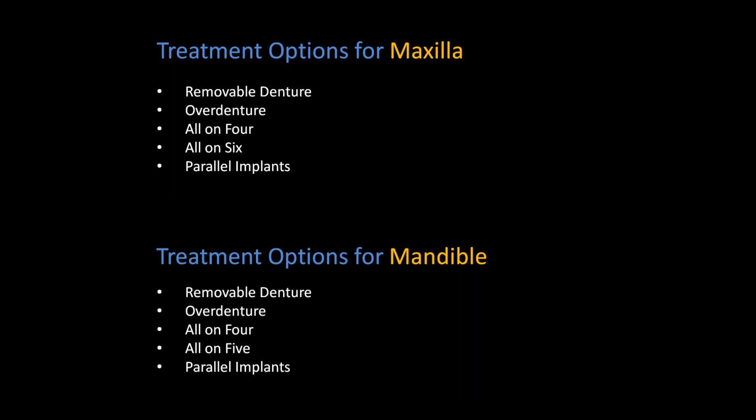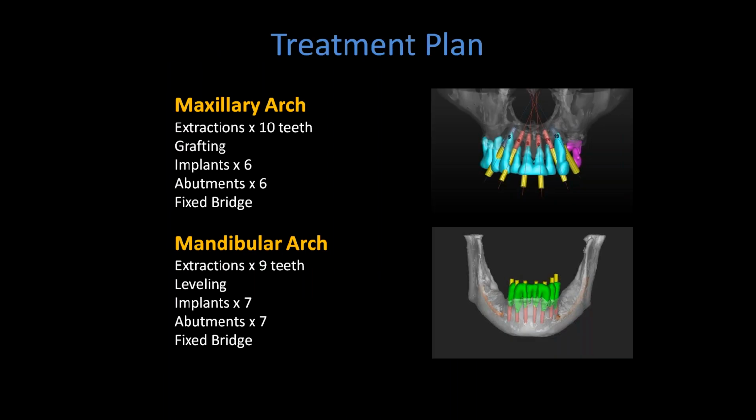We review the different types of options that are available for this patient. In the upper arch, we review the options from removable denture all the way to axially placed implants. In the lower arch, we also offer her a variety of different treatments, whether it's starting from removable dentures to overdentures to all-on-4, all the way to parallel implants.